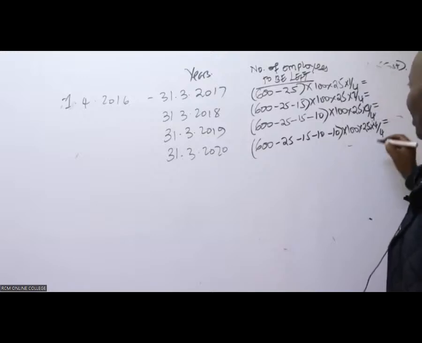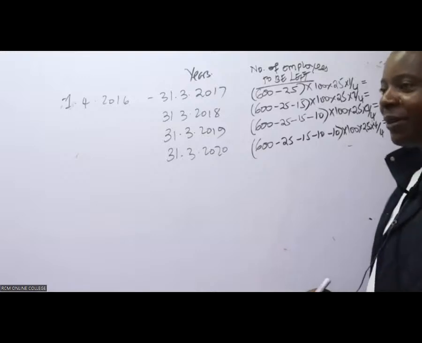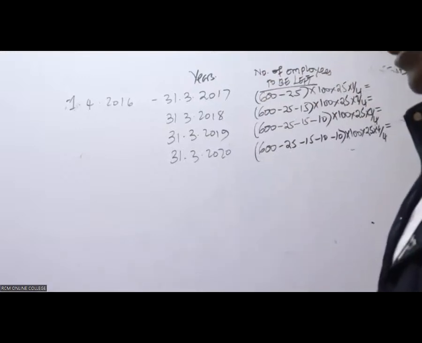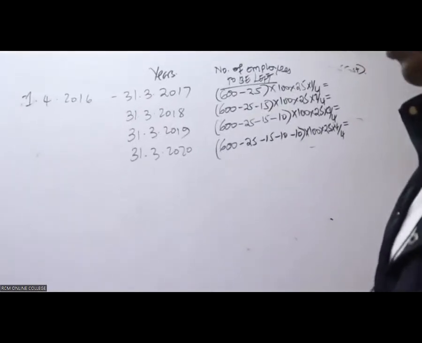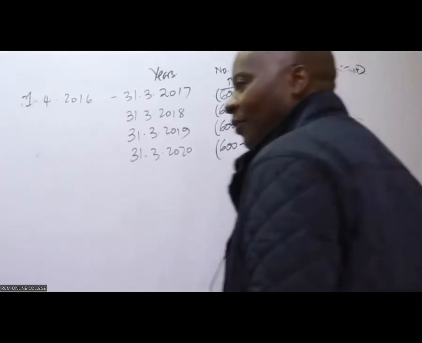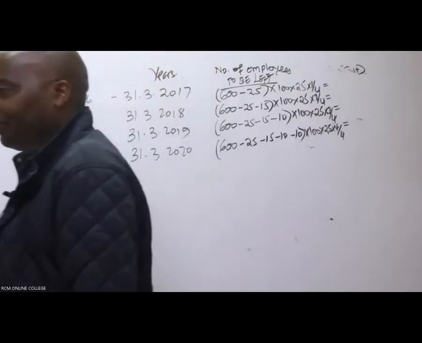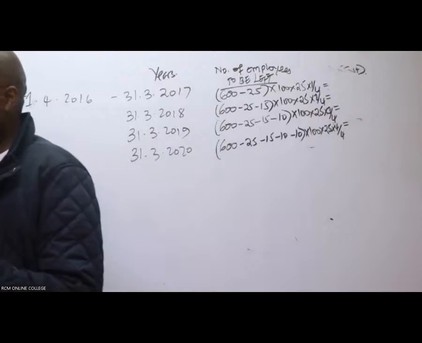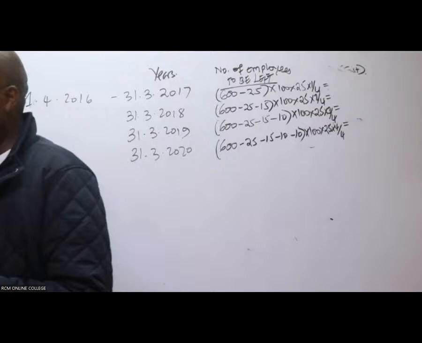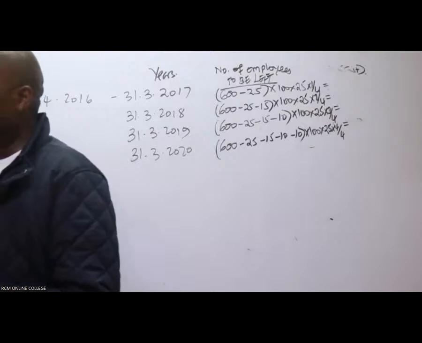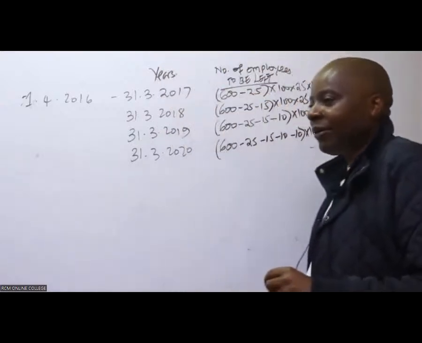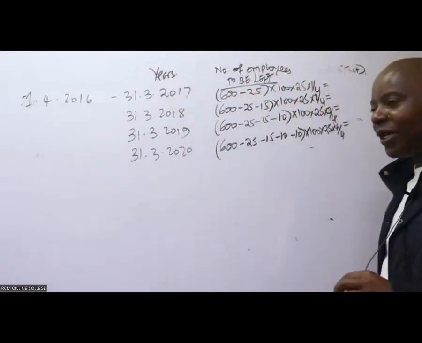I hope they are beautiful figures. So you take brackets, 600 minus 25, you close brackets times 100 times 25 times a quarter. What do we have there, somebody?